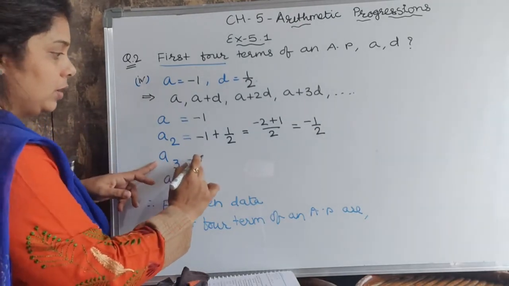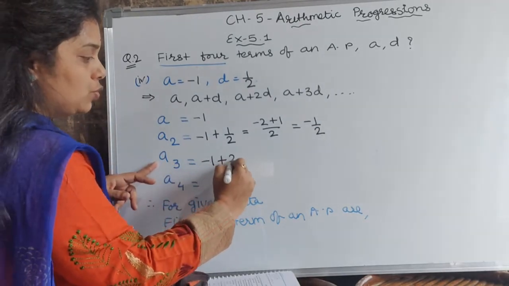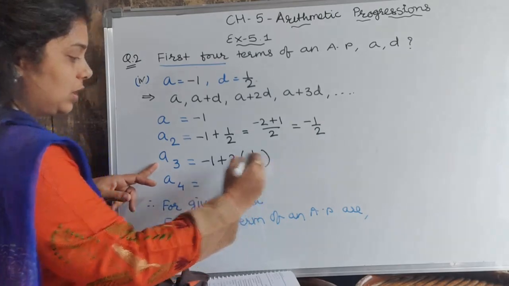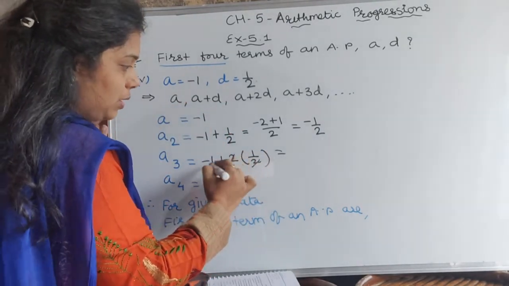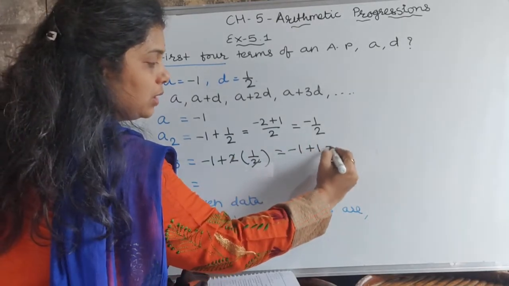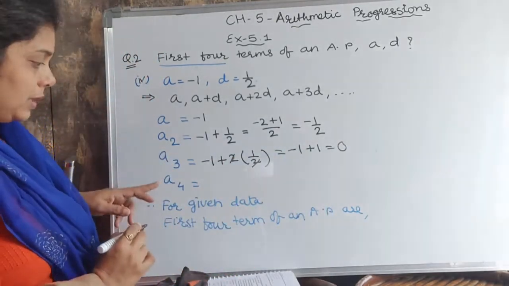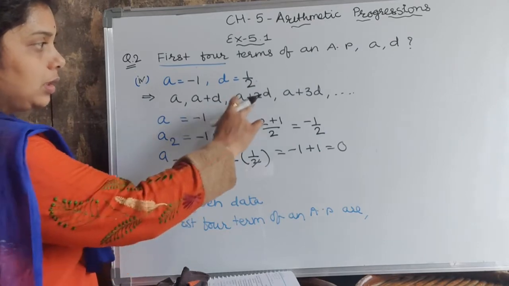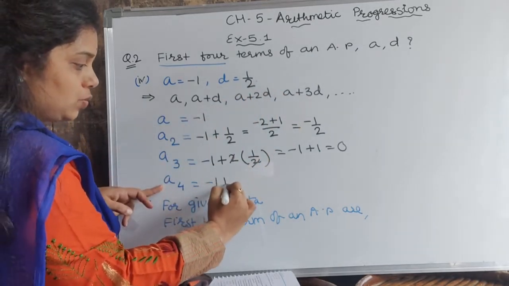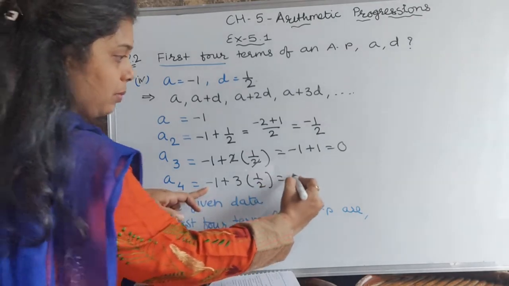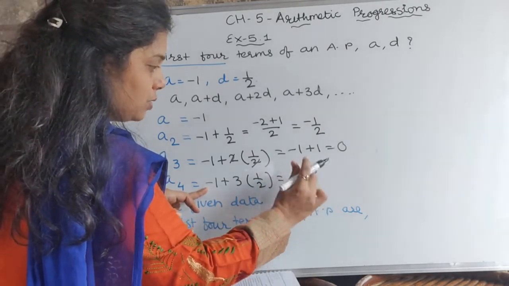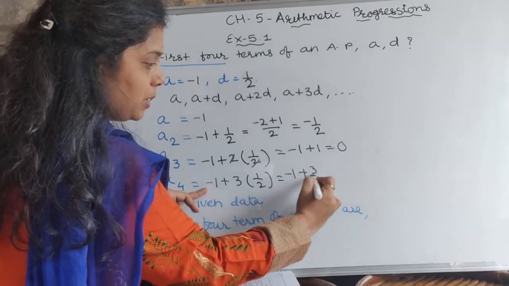Okay. Now here it is minus 1 plus 2 times 1 by 2, because A3 is equal to A plus 2D. Now 2 cancels out. So here minus 1 plus 1 is equal to 0. Now the last, A4, is A plus 3D. Minus 1 plus 3 times 1 by 2. So again minus 1 plus 3 by 2.